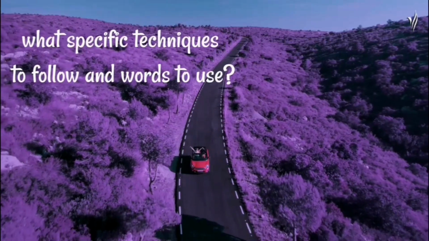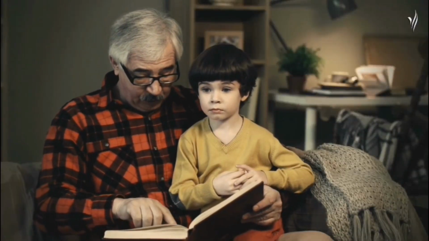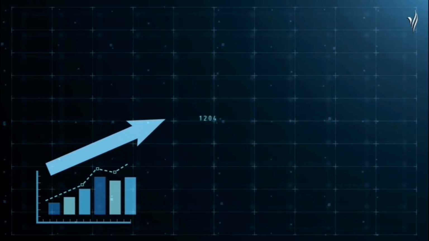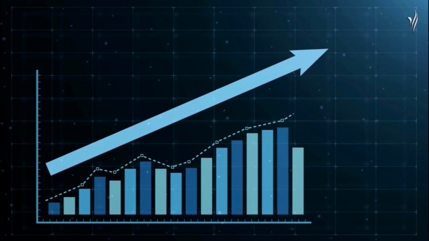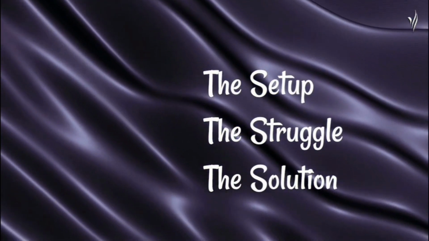What specific techniques to follow and words to use? From a storytelling perspective, the way to keep an audience's attention is to continually increase the tension in the story. To create and sustain the tension, this simple structure is found to be effective. The setup, the struggle, the solution.